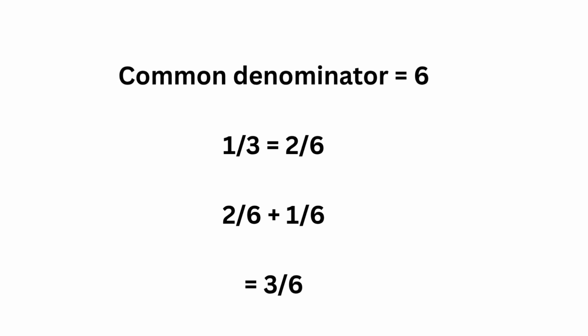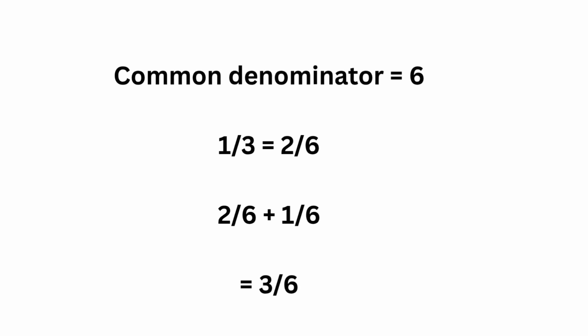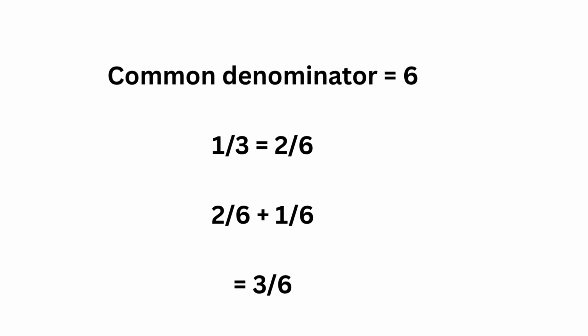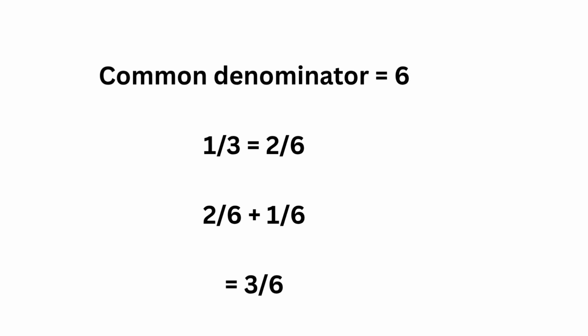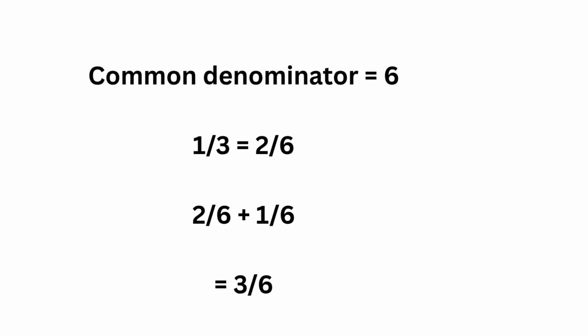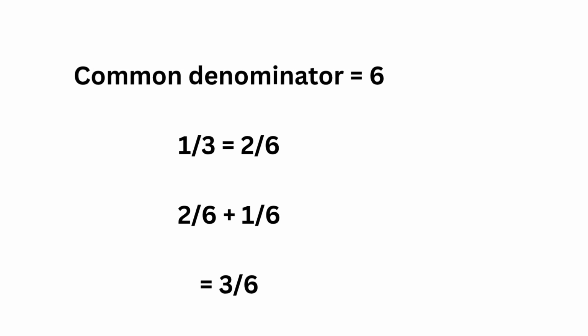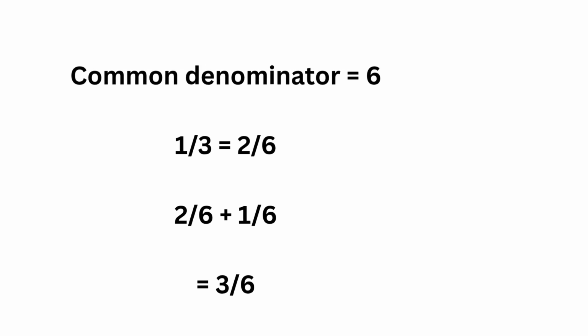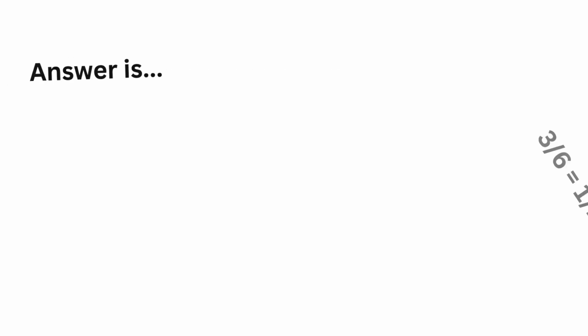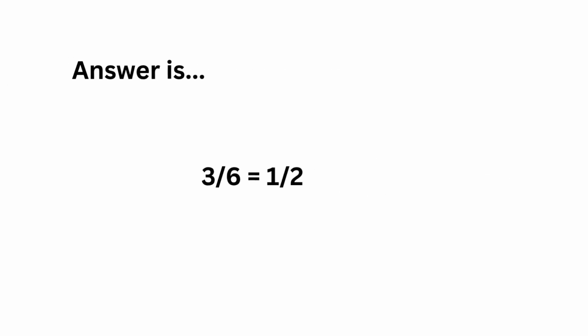Then the numerators are 2 plus 1 over 6. Since they already have the same denominator, you just add the numerators. 2 plus 1 over 6, which gives you 3 over 6, which is the answer. So the answer is 3 over 6, which is equal to 1 over 2.